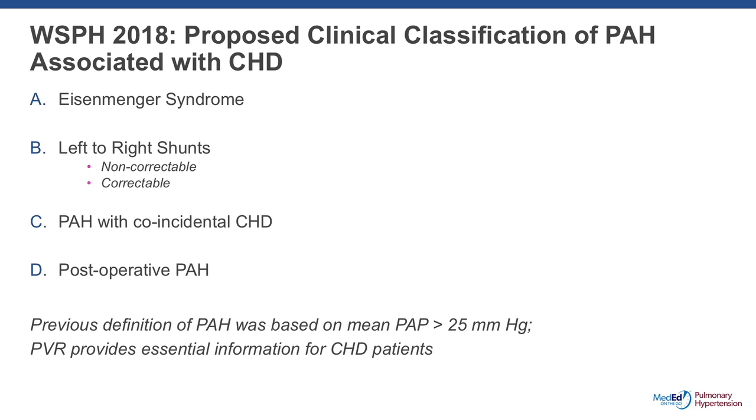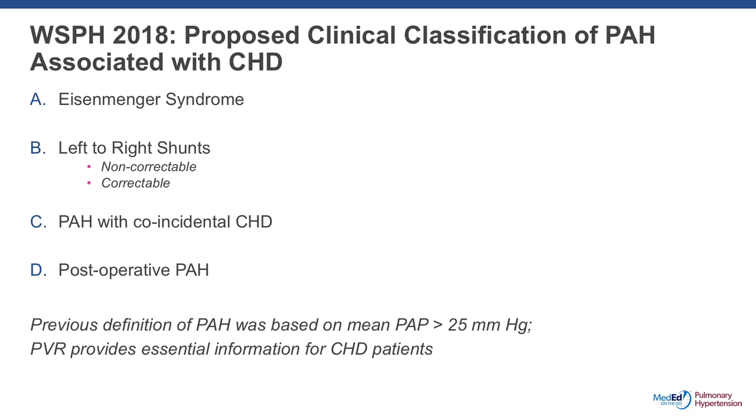And then group D are patients with postoperative pulmonary arterial hypertension. So these are patients with congenital defects who perhaps were operated upon a little bit late, or perhaps many, many years after their operation develop pulmonary arterial hypertension. And we see this actually not infrequently in our adult populations.